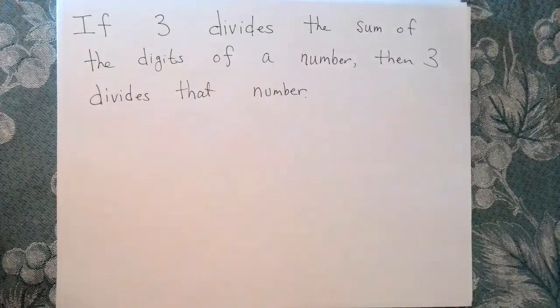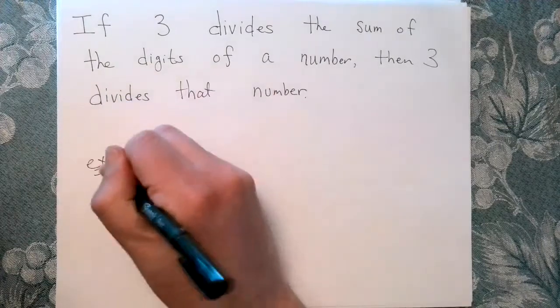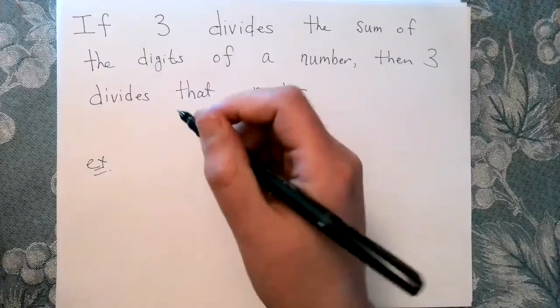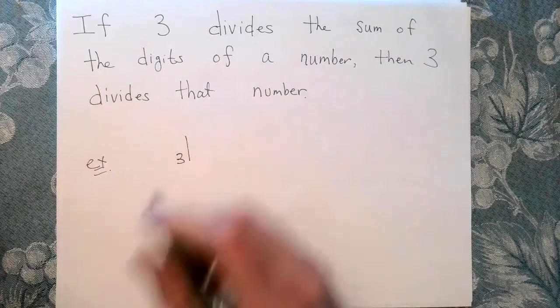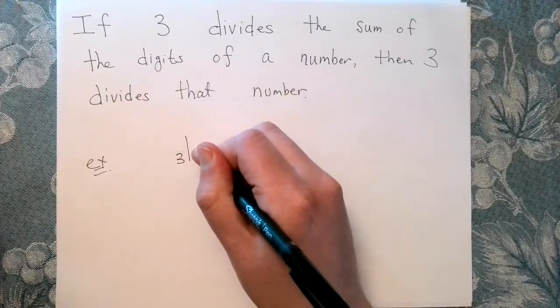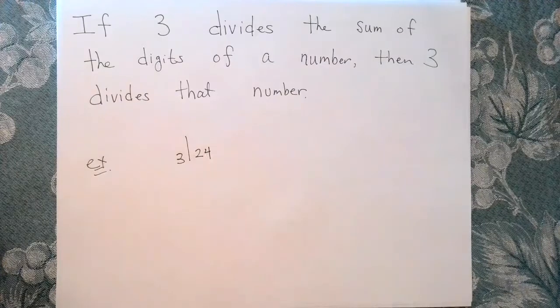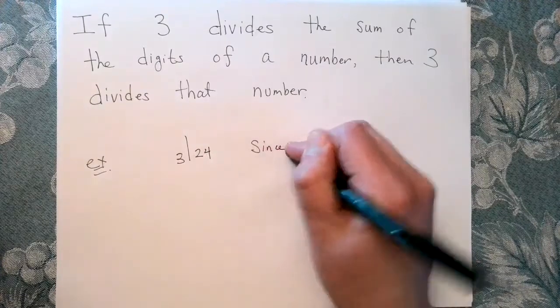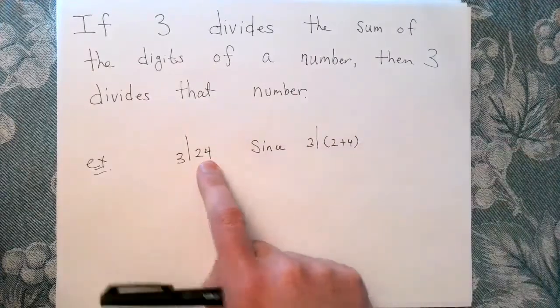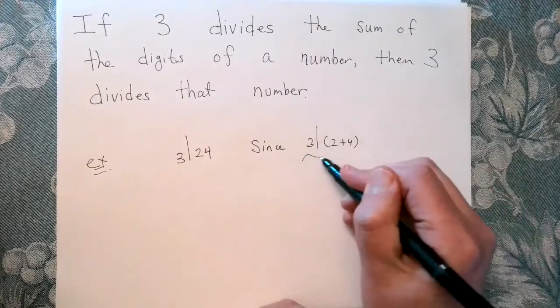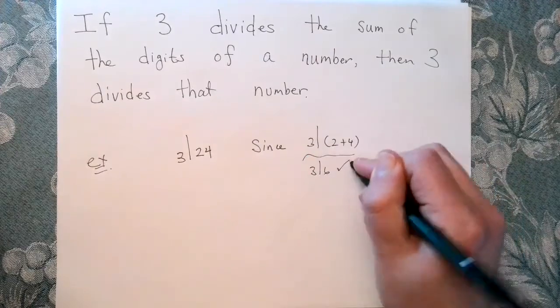So we said if 3 divides the sum of the digits of a number, then 3 divides that number. For example, let's say 3 divides 24, since 3 divides 2 plus 4. I'm not super creative here. So 3 divides this number since 3 divides the sum of the digits, right? And this is the same thing as saying 3 divides 6, which we know is true.